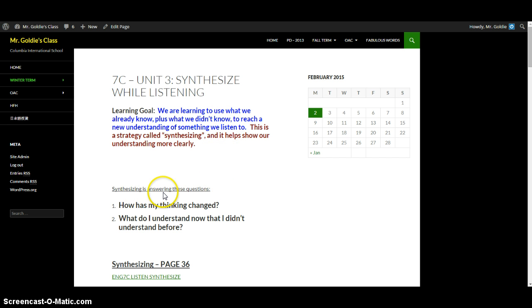Basically when you synthesize, you ask yourself these two questions. How has my thinking changed? And what do I understand now that I didn't understand before?